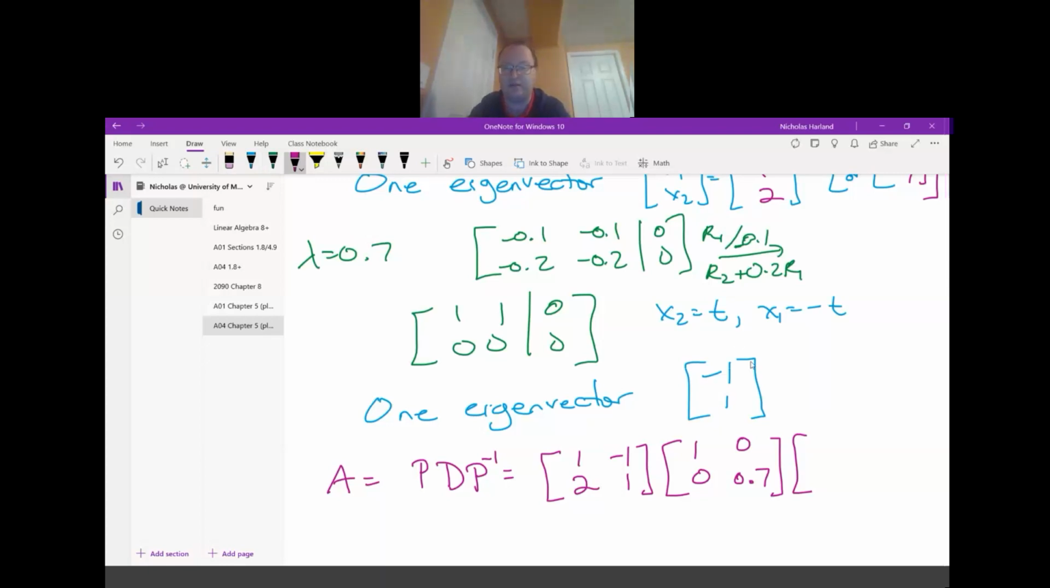And the last one is just the inverse, which usually requires some calculation, but this is a 2 by 2, so we have our adjoint formula right here. Great. So we've managed to diagonalize A. So another example of that. Any questions about how we diagonalized A?